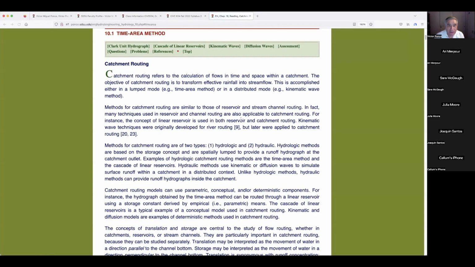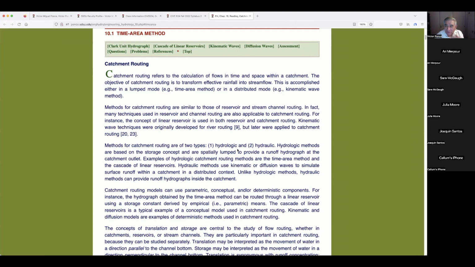Okay, so let's go to the time area method. This is part of my book. It's section 10.1 of my hydrology book. So we're kind of reminiscing in here the stuff that should already be known by you guys, because this is hydrology that I teach at the undergrad level. So catchment routing refers to the calculations of flows in time and space within a catchment. The catchment could be small, it could be mid-size, or it could be large. And the issue is whether this methodology is applicable to small, medium, or large. And the answer is simple.